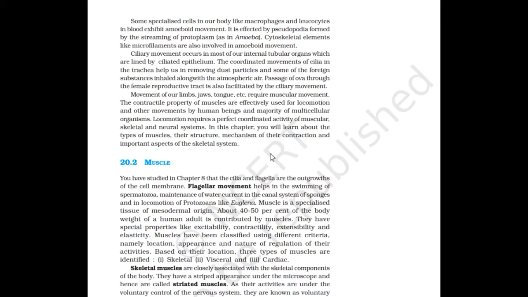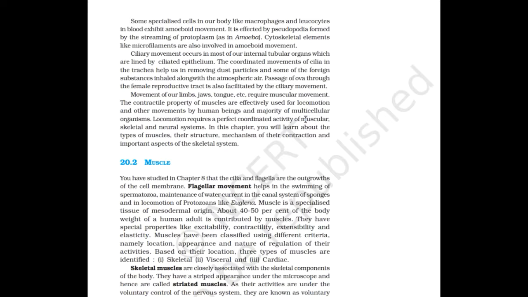Ciliary movement occurs in most of our internal tubular organs, which are lined by ciliated epithelium. The coordinated movement of cilia in the trachea helps us in removing dust particles and some of the foreign substances inhaled along with the atmospheric air. Passage of ova through the female reproductive tract is also facilitated by ciliary movement.